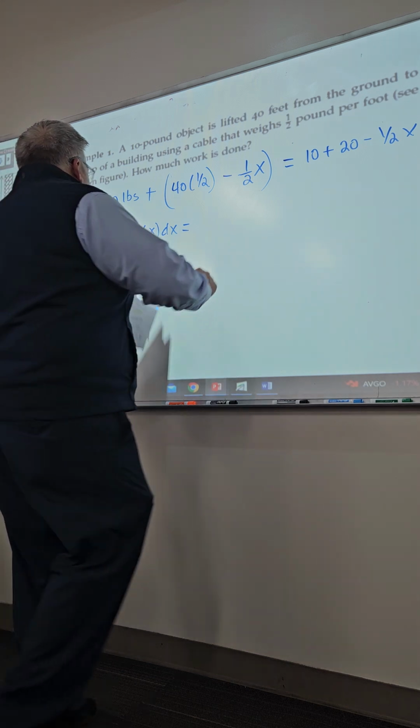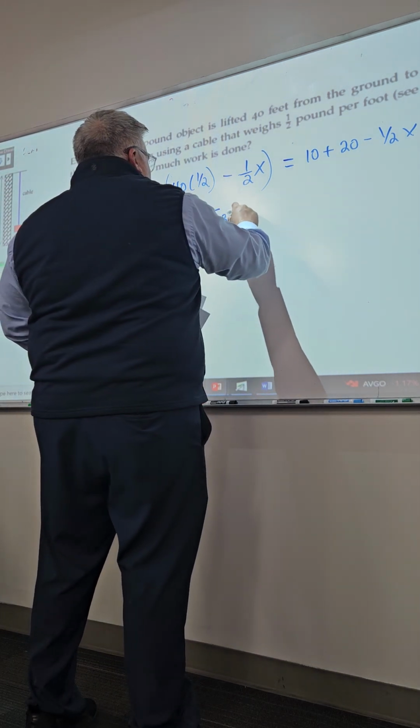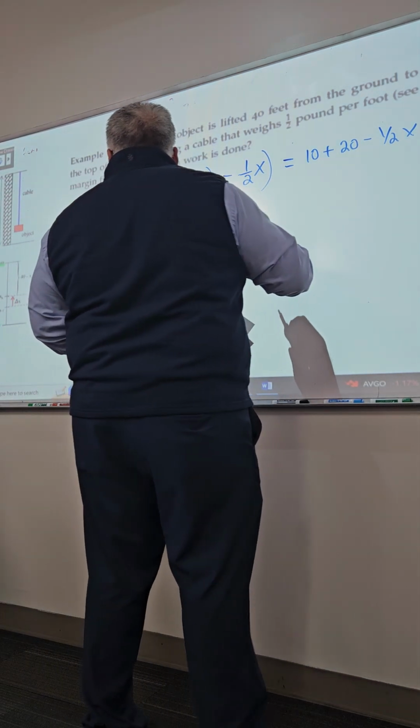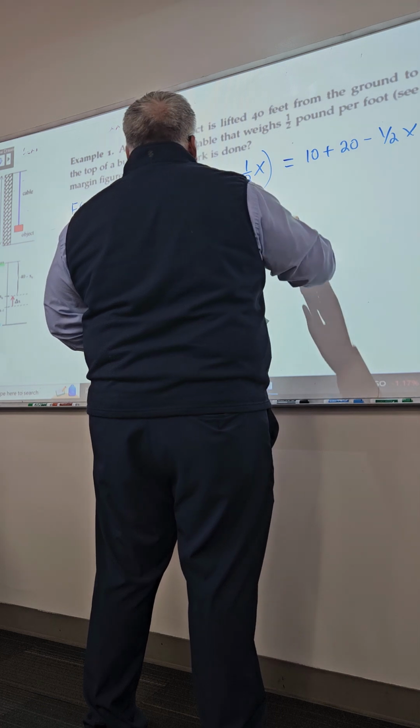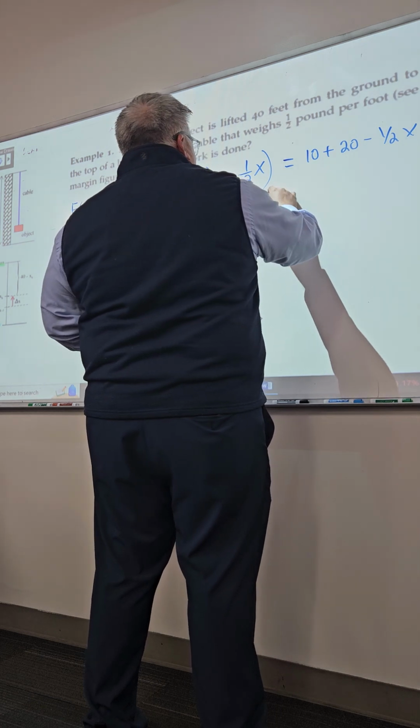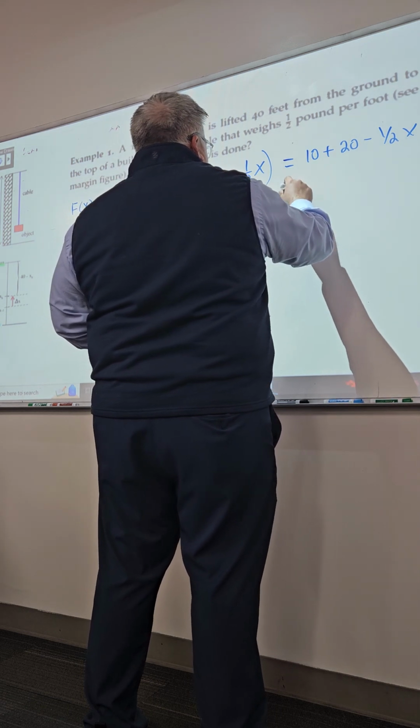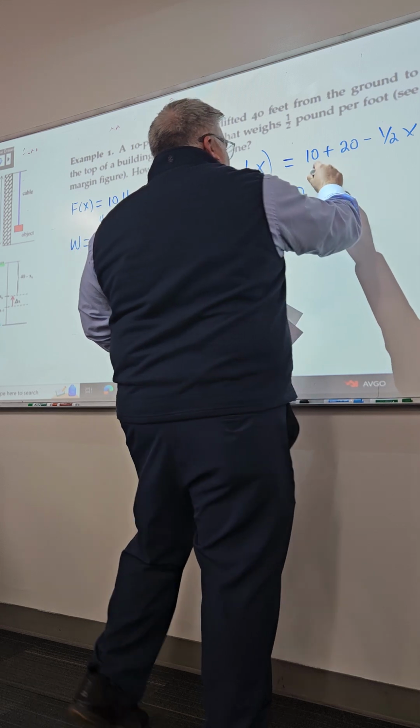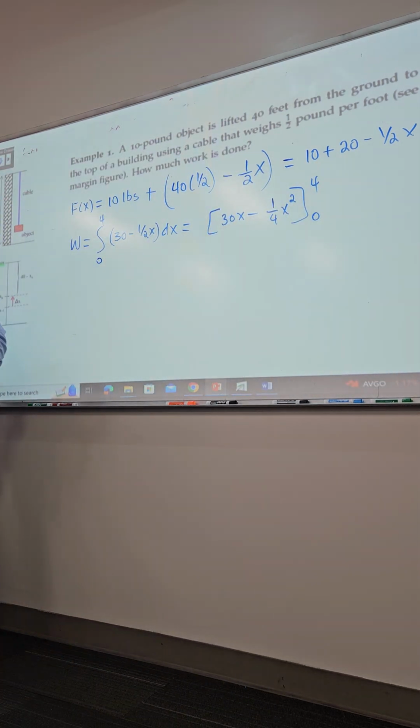So let's take the integral of 30. Integral of 30 is 30x. The integral of 1/2 x is 1/2 x squared divided by 2, which is 1/4 x squared. Now I'm going fast, okay? Let me know if you have any questions, because I have to go fast. Everyone okay with 1/4 x squared? Okay.